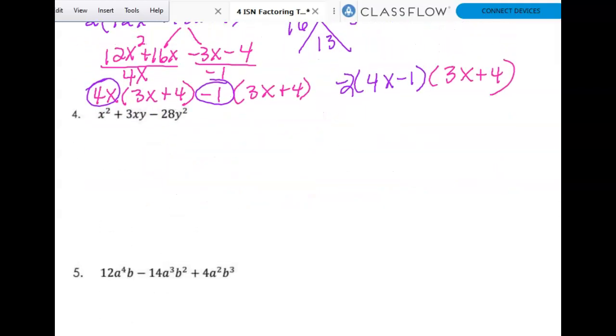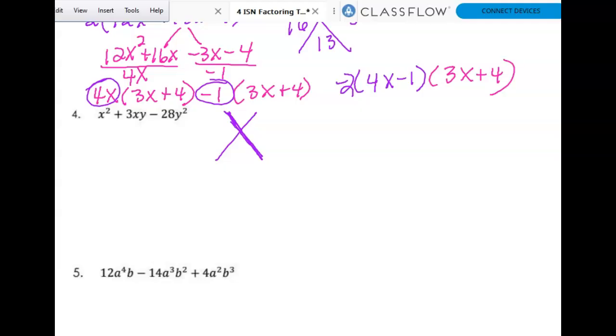Okay, y'all, what's different between 4 and 5 with what I've just been doing? What's different? Is that scarier? It is not. Okay, first of all, do I have a greatest common factor? Do I have an X in all of them? Do I have a Y in all of them? No greatest common factor. So I have 3 terms. How many do I have to have? 4. So we're going to pretend like there's just one variable.